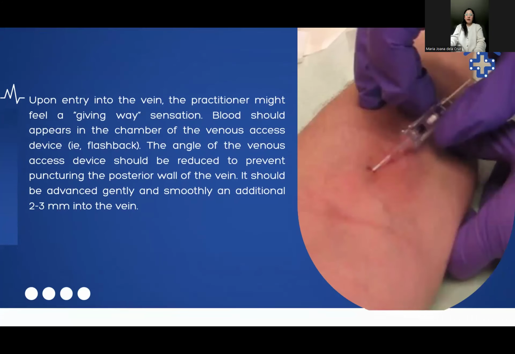So upon entry into the vein, the practitioner must feel a giving way sensation. The blood should appear in the chamber of the venous access device, the so-called flashback. The angle of the venous access device should be reduced to prevent puncturing the posterior wall of the vein. It's like through and through. So it should be advanced gently and smoothly an additional 2 to 3 mm into the vein as you meet the blood.